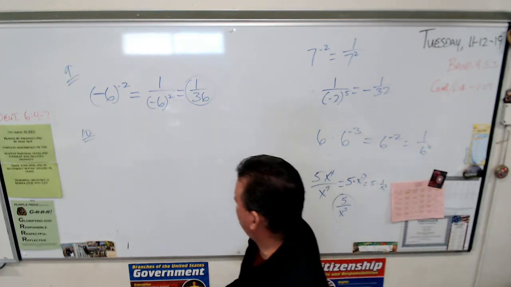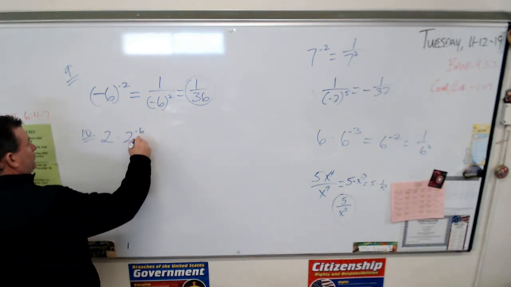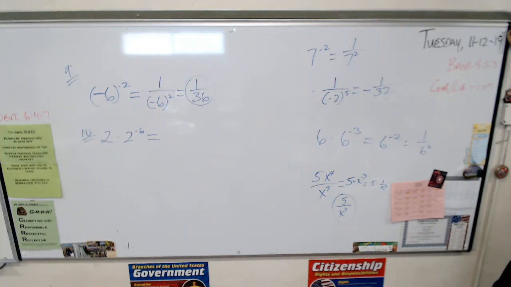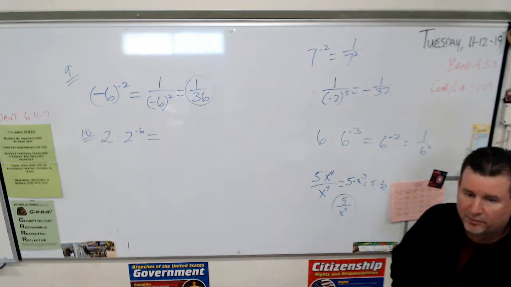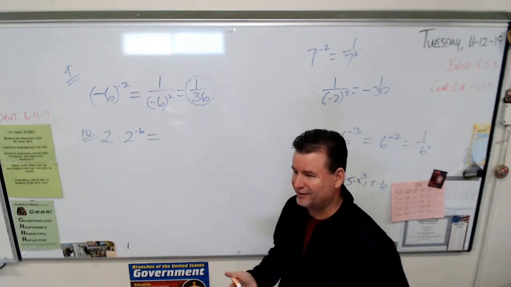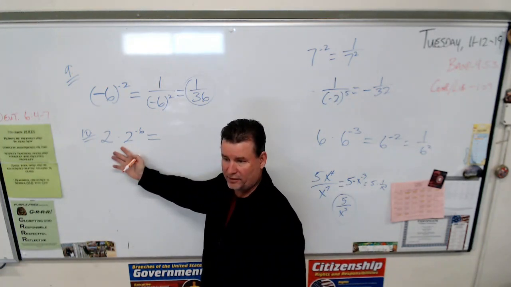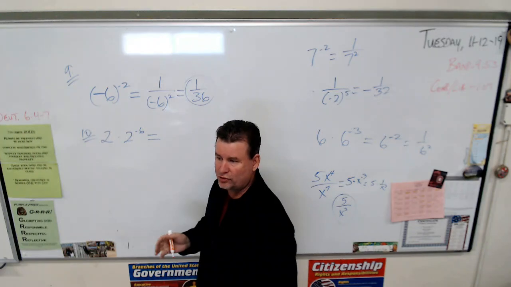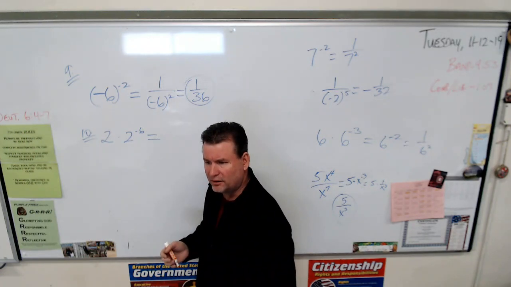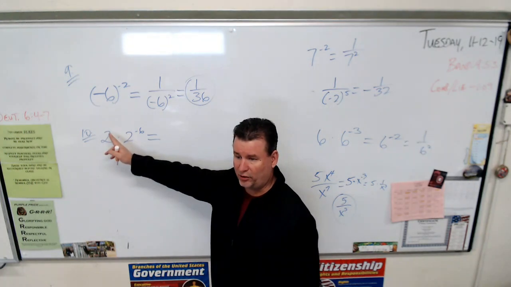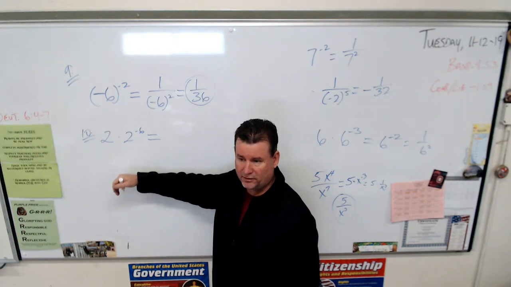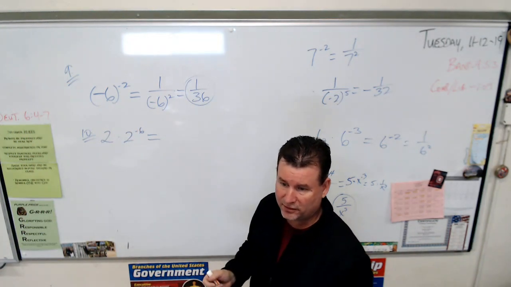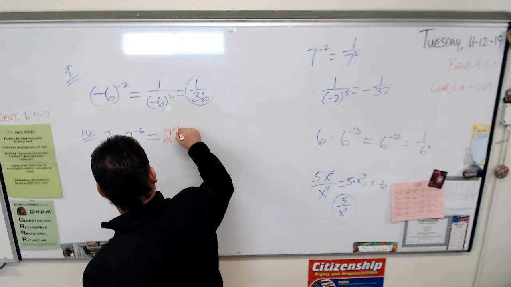2 times 2 to the negative 6. Are the bases the same? Yes. If I have like bases and I'm multiplying like bases, what do I do with the exponents? I add. What's the exponent next to this 2? It's a 1. What's positive 1 plus negative 6? Negative 5. So I'm going to rewrite this as 2 to the negative 5.